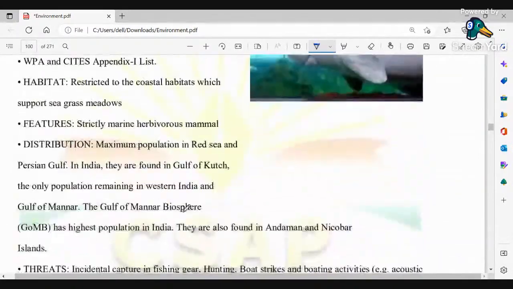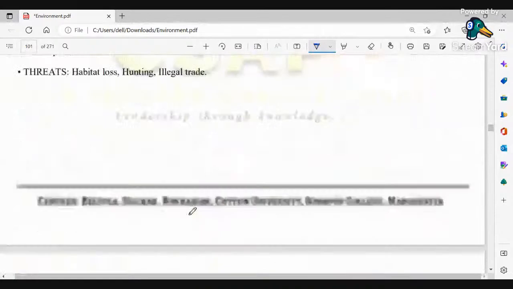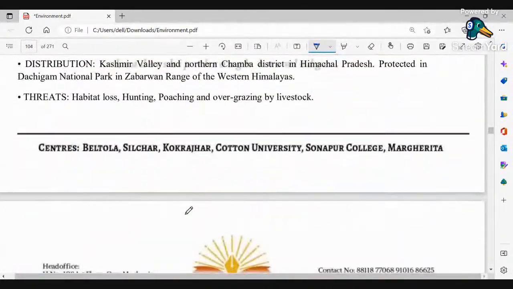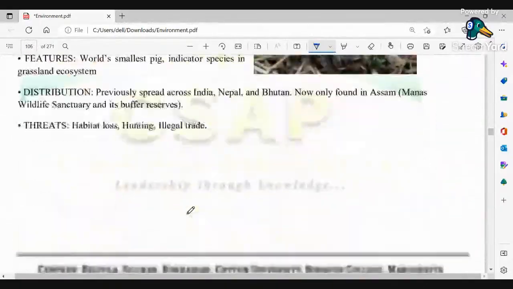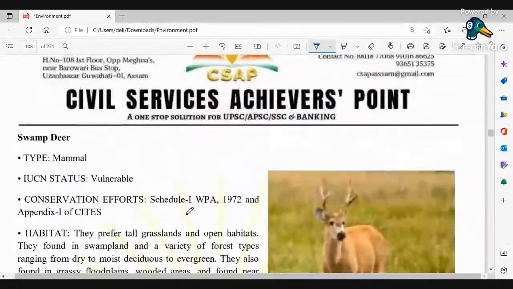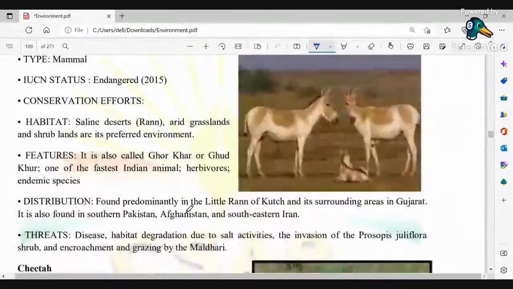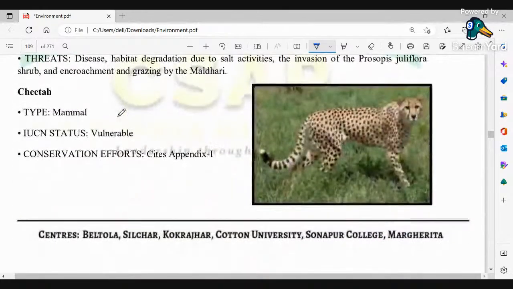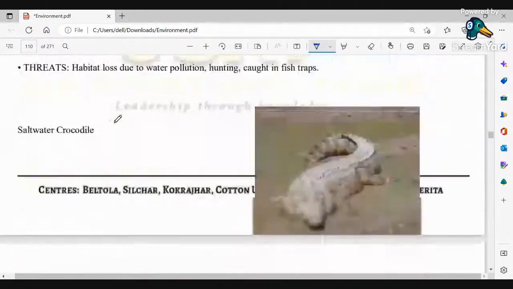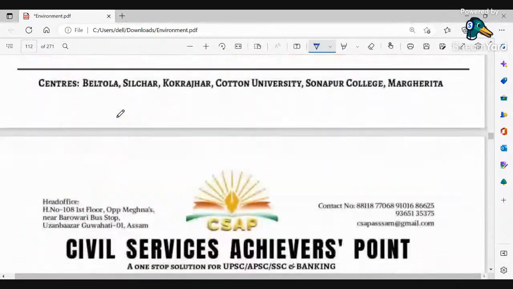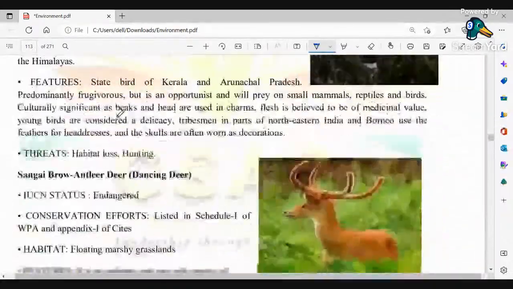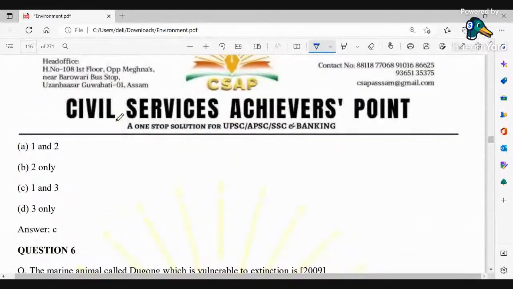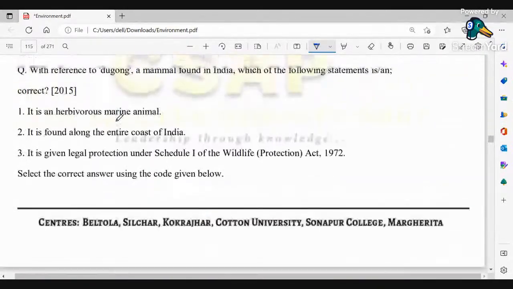The next question. You have all the respective animals and their features, and their respective IUCN conservation status. Everything has been clearly defined in the PDF, so you could see this later when you get the PDF. Every animal has been clearly discussed over here. So let's see.